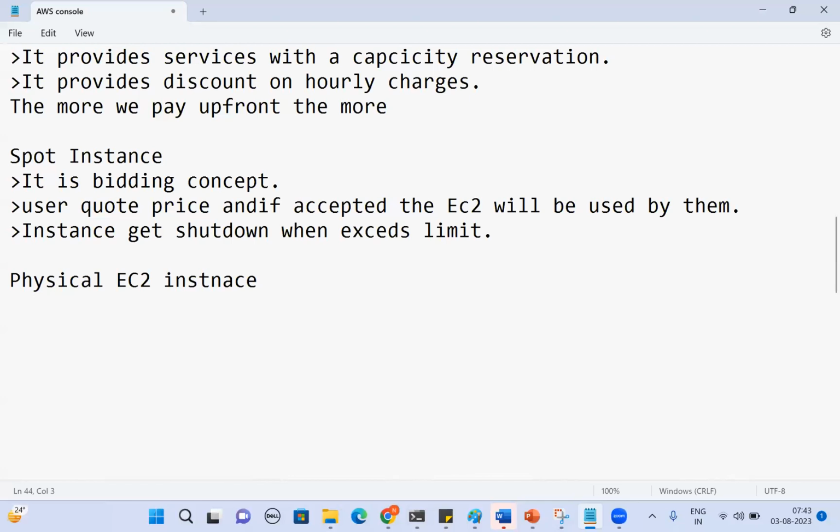Okay, so if we go in a theoretical way, we will write it as: it is physical EC2 servers dedicated for use. Okay, right.